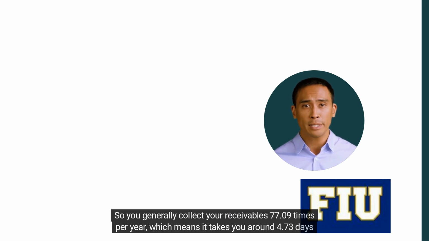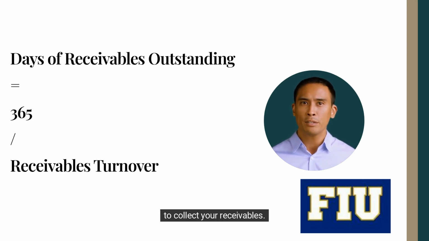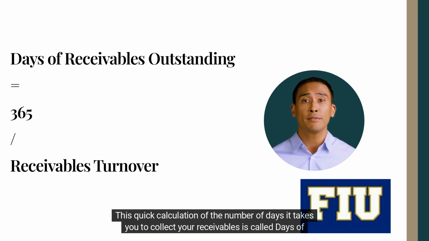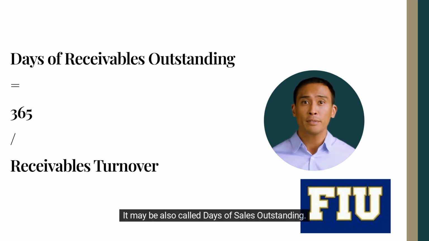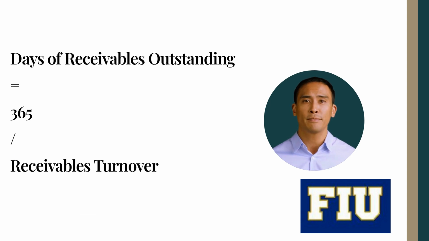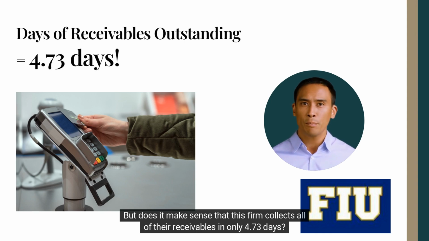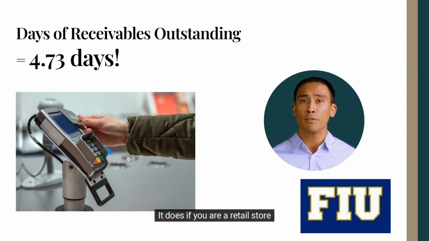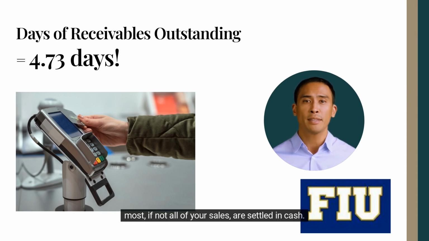So you generally collect your receivables 77.09 times per year, which means it takes you around 4.73 days to collect your receivables. This quick calculation of the number of days it takes you to collect your receivables is called days of receivables outstanding. It may be also called days of sales outstanding. It is also a highly relevant ratio. But does it make sense that this firm collects all of their receivables in only 4.73 days? It does if you're a retail store. In this case, most, if not all of your sales, are settled in cash.